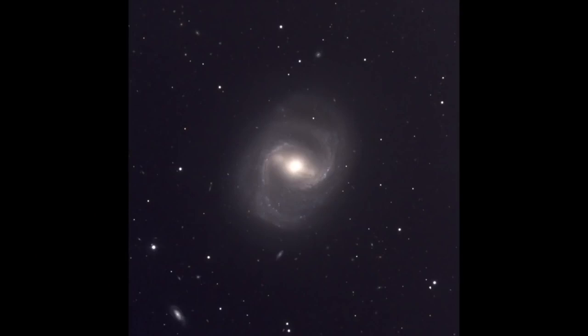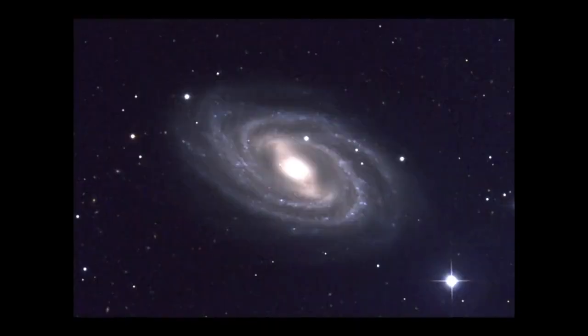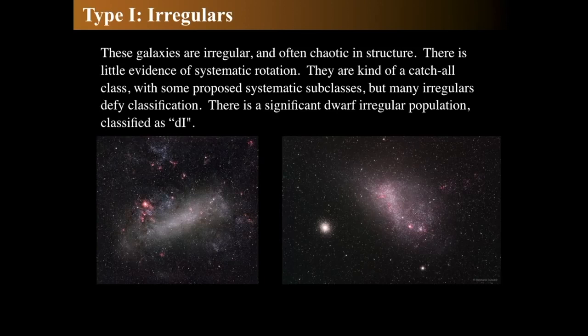Here's another beautiful barred spiral that kind of has a ring around the bar, which is interesting. And another barred, and another wonderful barred spiral. There we go. Let's keep going through. And now we get to the second to last of our classifications, the irregular types.